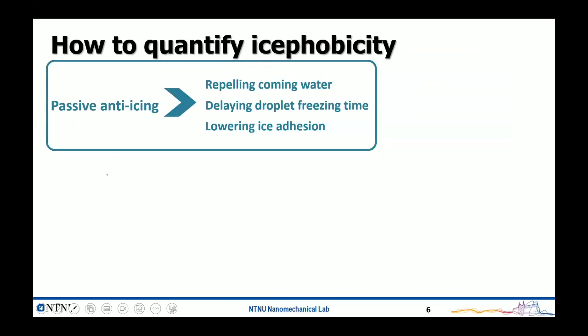So for a long time, people thought, okay, probably we can use a similar concept of superhydrophobicity to define this ice phobicity. But now the question is, we have these three strategies to repel the ice, to have this passive anti-icing. So which one should we use to quantify the ice phobicity?